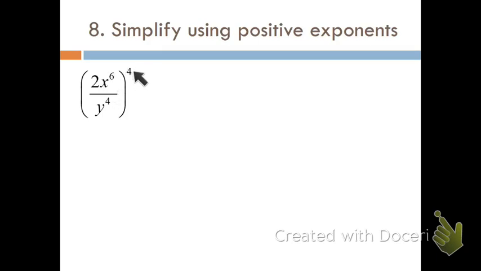2 to the 4th. Not 8. 2 times 2 is 4, times 2 is 8, times 2 is 16. Now listen. Does anybody need to do this? Put a 1 and then go 2 to the 1 times 4, 4th, x to the 24th, y to the 16th, and then go one step further and then go 16 x to the 24th over y to the 16th.